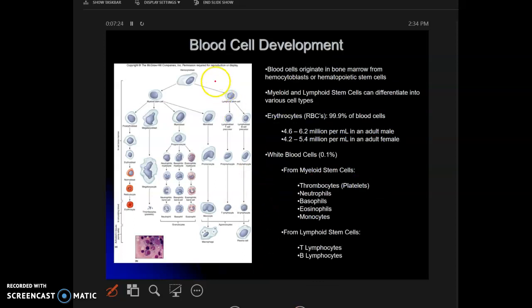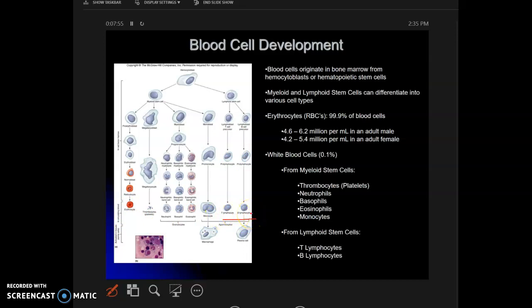Blood cell development starts with hemocytoblast. Hemocytoblast forms two types of cells, myeloid cell and lymphoid cell. The myeloid cell will form all the cells. The lymphoid cell will form what? The lymph cells. So the myeloid cell will form the RBCs, the platelets, and the rest of the white blood cells. The lymphoid cell will form also the white blood cells, the B and T cells.